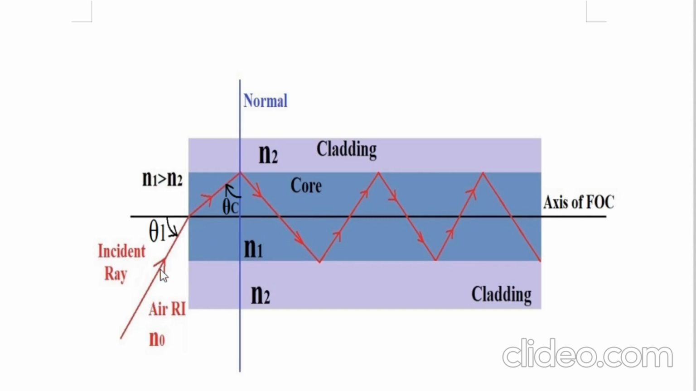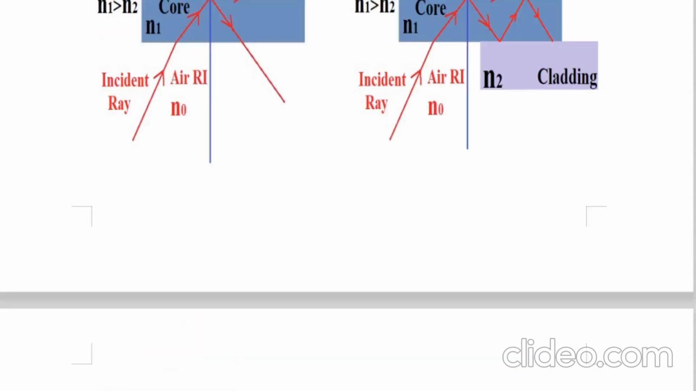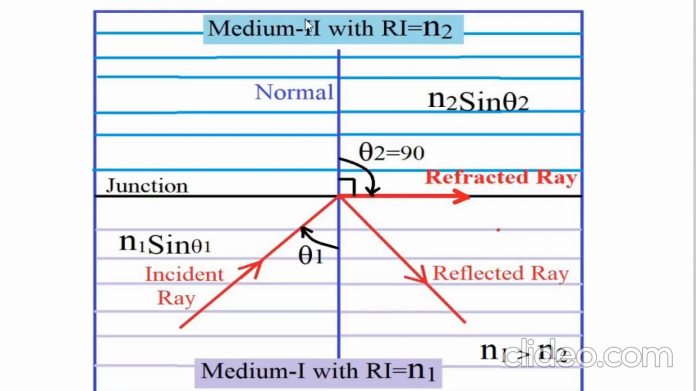Secondly, when the ray is launched into the fiber optic cable, it is launched into the core material. Now, when you are launching the ray into the core, on the left hand side of the core, what is there? There is air. So air acts as one medium and core acts as a second medium. Therefore, here when you launch the ray, try to understand, the axis of the fiber is a normal, because this is one medium and this is another medium, and the normal is in between the two mediums.